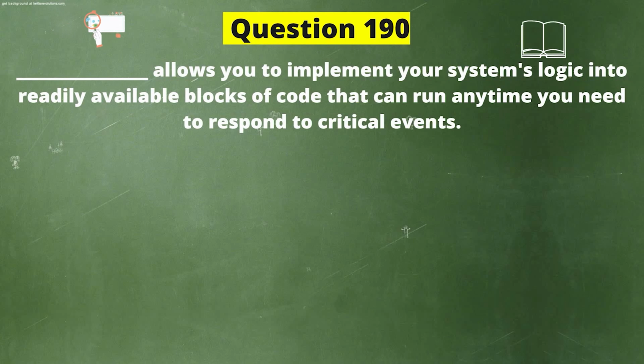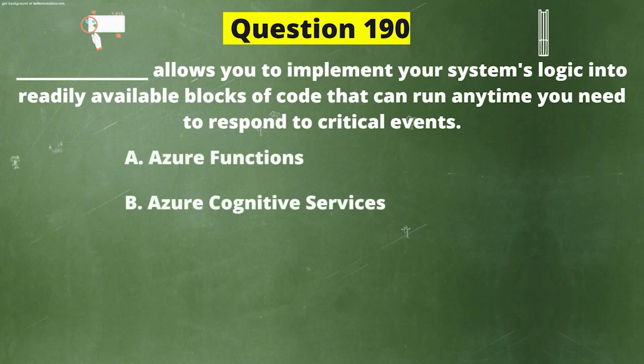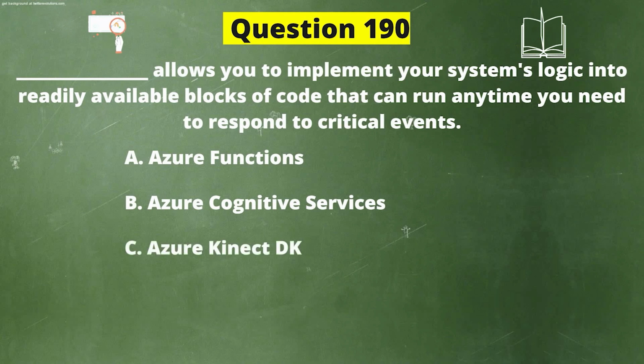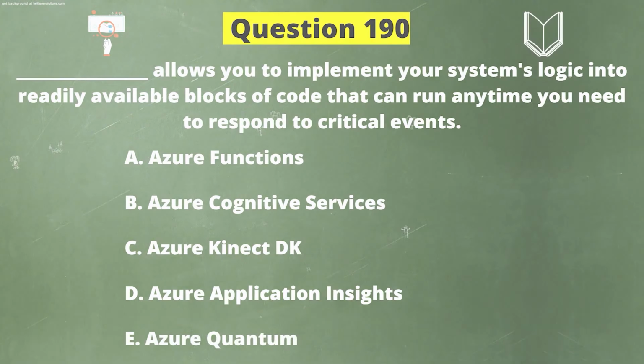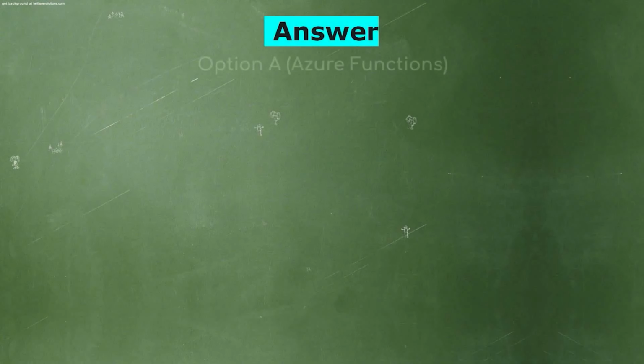Next question. Dash allows you to implement your system's logic into readily available blocks of code that can run anytime you need to respond to critical events. And the options are A. Azure Functions, B. Azure Cognitive Services, C. Azure Kinect DK, D. Azure Application Insights, E. Azure Quantum. And the correct answer is option A.